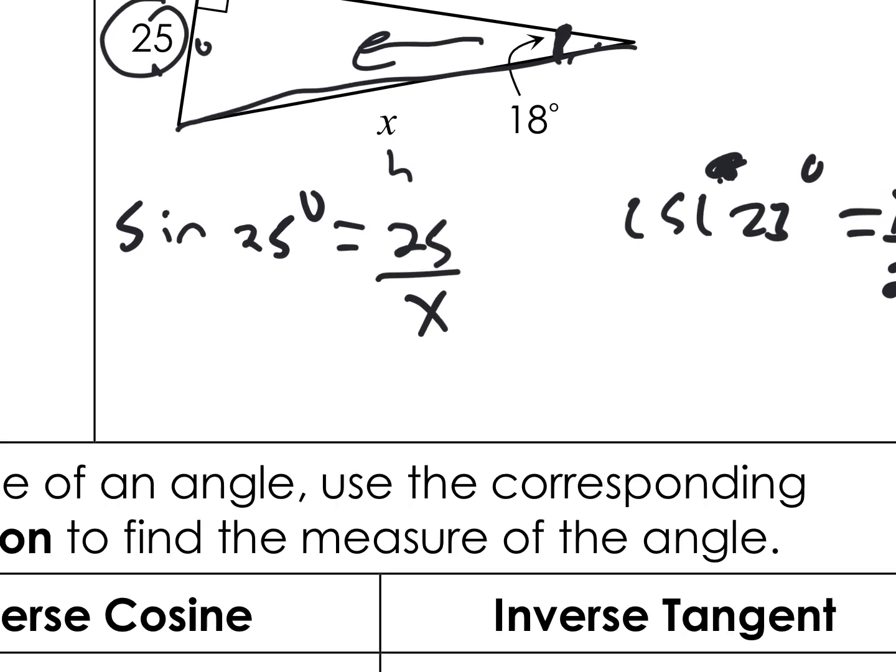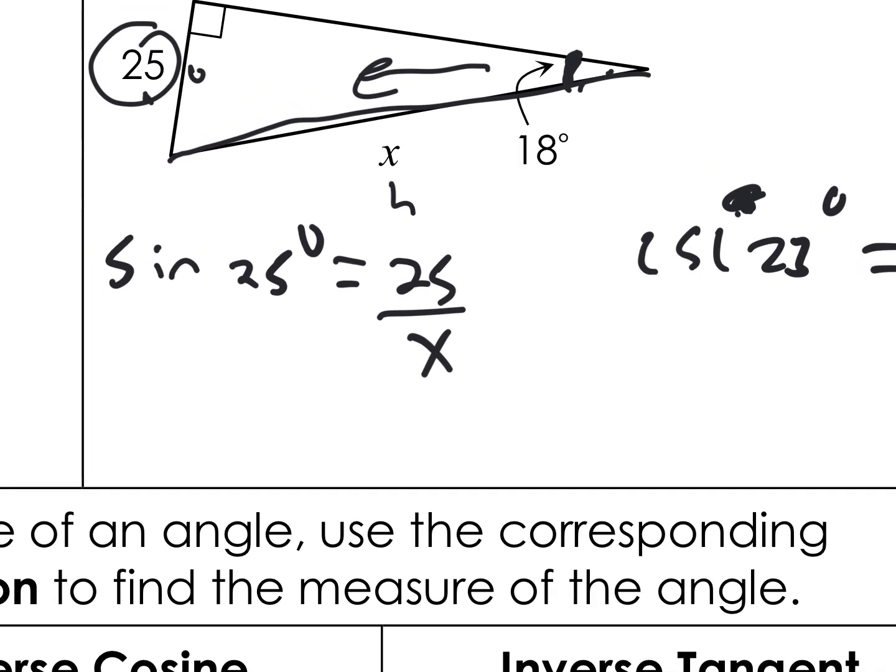Oh, I don't know. 18 degrees. Where did I get 25 from? From the opposite. Oh, yeah, I see what I did. I'm glad that you're paying attention. 18 degrees. Thank you. Next page. And thank you. Type it in.